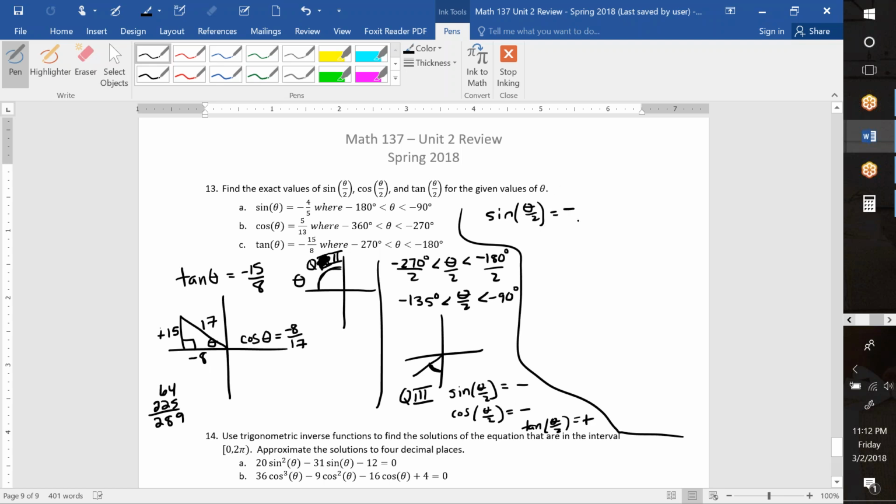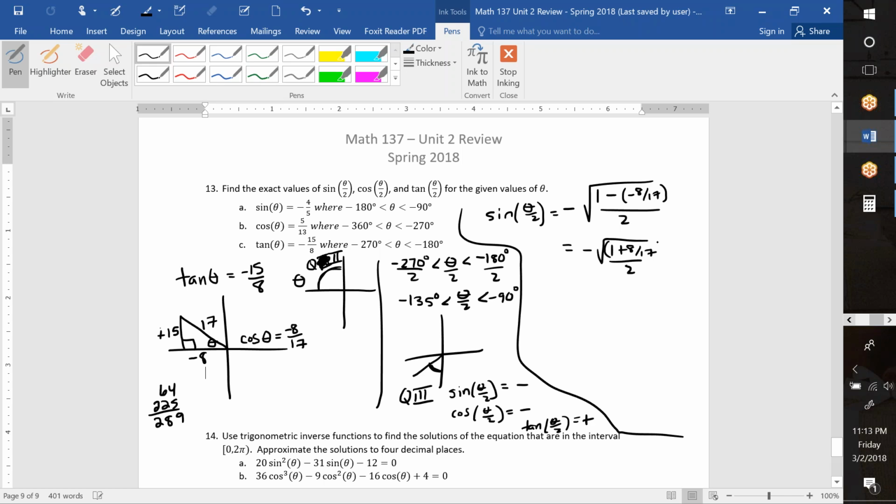negative because of what we found out about that. And then it's square root of 1 minus cosine of theta. So 1 minus negative 8/17 all over 2. That's negative square root of 1 plus 8/17 all over 2.